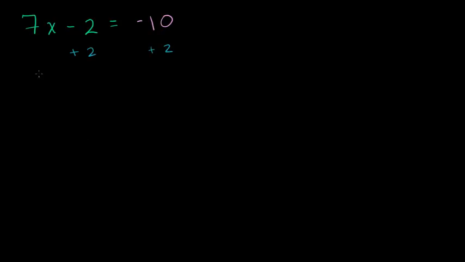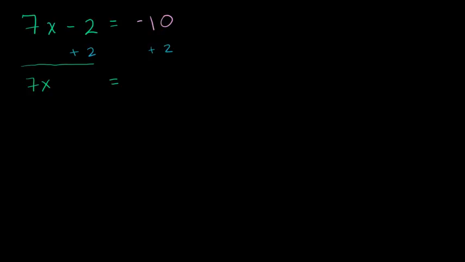So what is the new left-hand side going to be equal to? So we have 7x. Negative 2 plus 2 is just 0. I could write plus 0. I could just write nothing there, and I'll just write nothing. So we get 7x is equal to, now what's negative 10 plus 2? And this is a little bit of a review of adding and subtracting negative numbers.